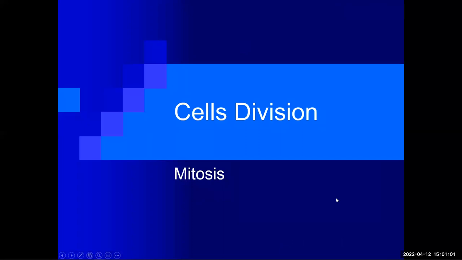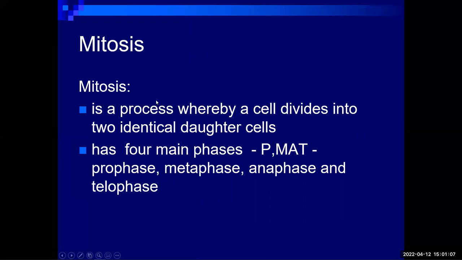Right, now let's talk about division. We're almost there. All right, let's go. Mitosis, a process whereby a cell divides into two identical daughter cells. And this is known as cloning. Identical in every regard. And it has four main phases.